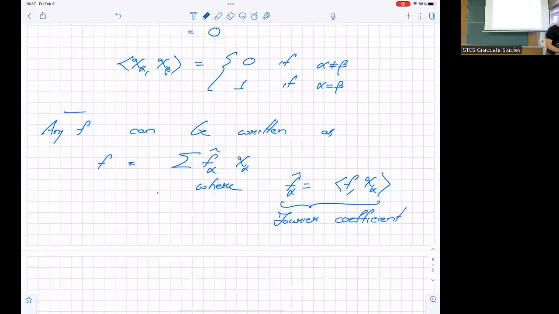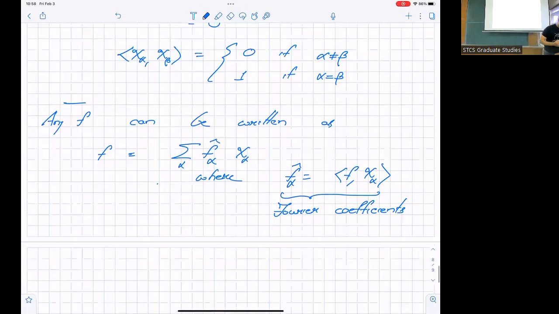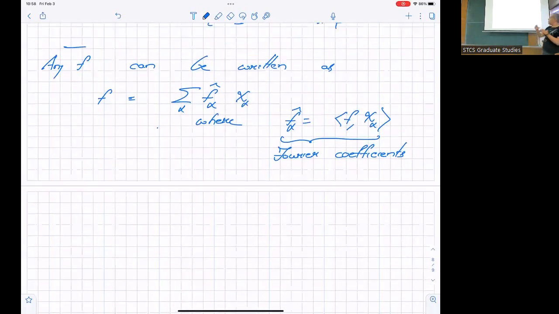Because this is an orthonormal basis, I'm writing a function in the orthonormal basis. In the basis, I can write any function as a linear combination of the chi alphas. So that's the linear combination, and f hat alpha are real numbers. And what is this real number? How do you find it out? If you have an orthonormal basis, it's trivial. You just take the inner product with chi alpha. Everything else will vanish except this one particular guy. So f hat alpha will be equal to this. And these are standard things once you have an orthonormal basis.